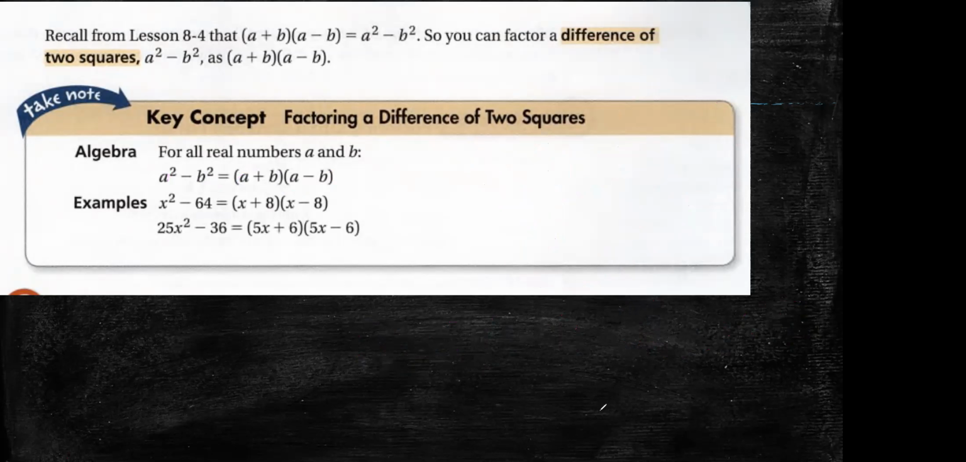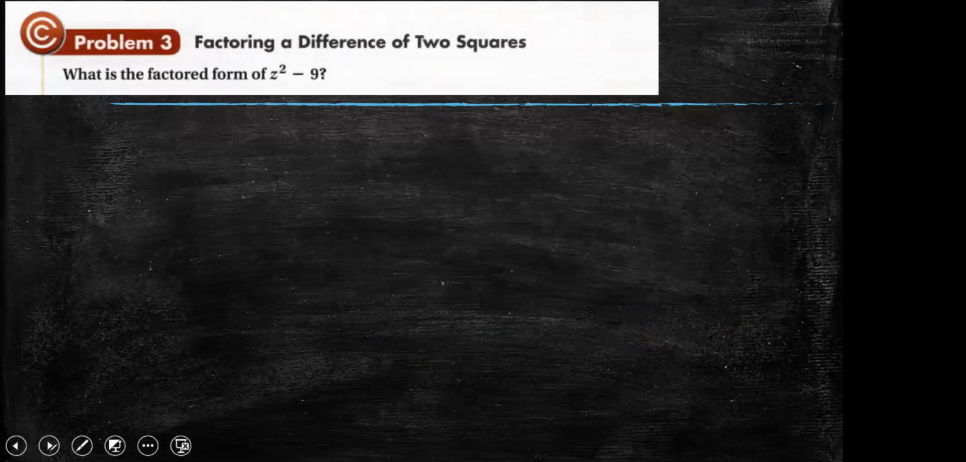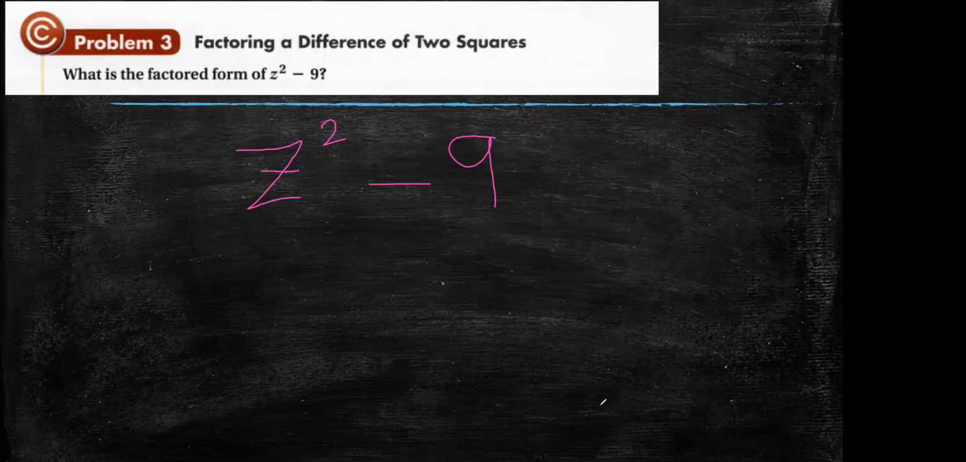Let's have an example now. Look at this example here. We have z squared minus 9. I want to factor this difference of two squares. What do you have to do? The first step, don't forget, you must write them as squares. Is 9 a perfect square? Yes, it is 3 squared. Is it right? Yes.